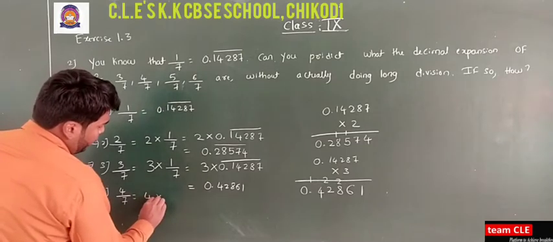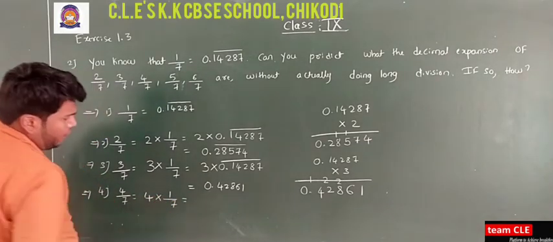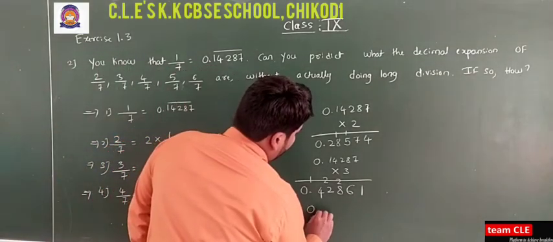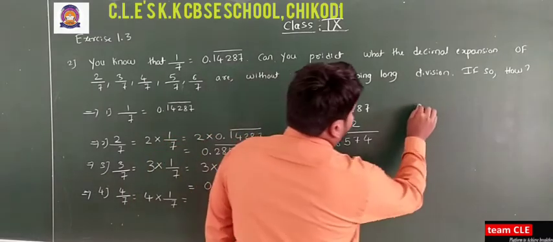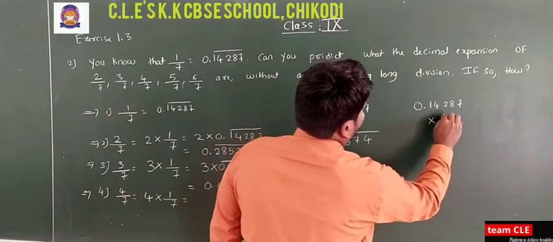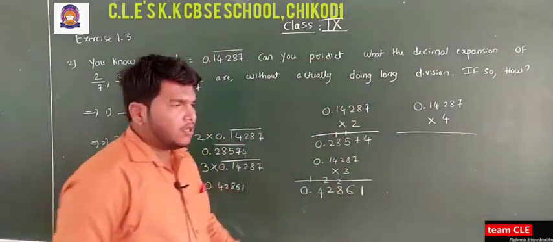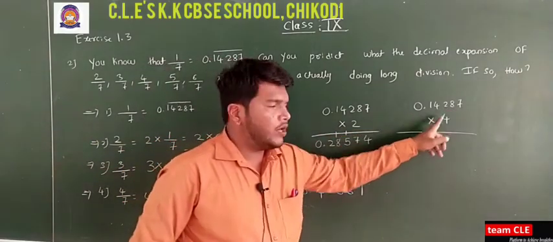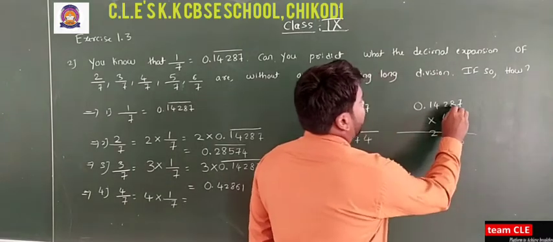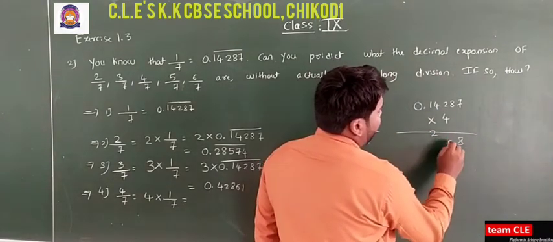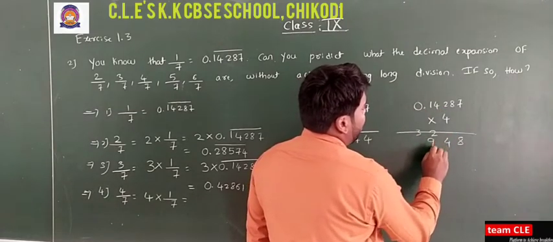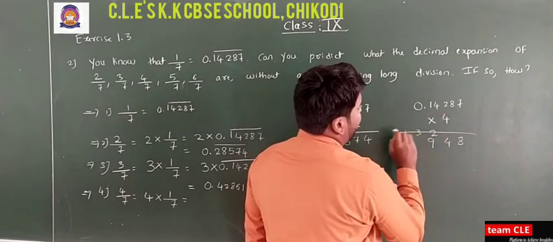Okay, next, the fourth one is 4 by 7, so you have to multiply 4 into 1 by 7. I will solve here: 0.142857 into 4. So 4 sevens are 28, 2 carry, 4 eights are 32, 34, 4 fours are 16, 16 plus 3 is 19, 1 carry, 4 ones are 4, 4 plus 1 is 5.